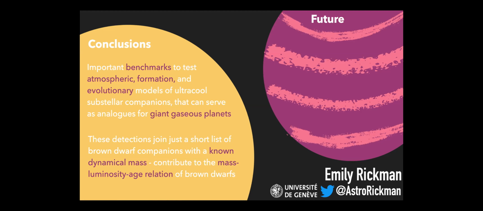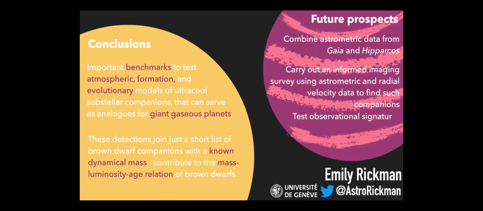And so going forward, when I move to a space telescope, I plan to continue this line of work, but I also want to combine astrometric data from Gaia and Hipparcos, looking at proper motion anomalies, and then use this information to continue this imaging survey that I've been working on to find such companions and help build up this bigger picture of the occurrence rate, and therefore say something about their formation mechanisms and testing atmospheric models as well.